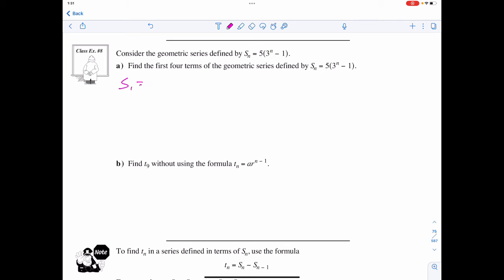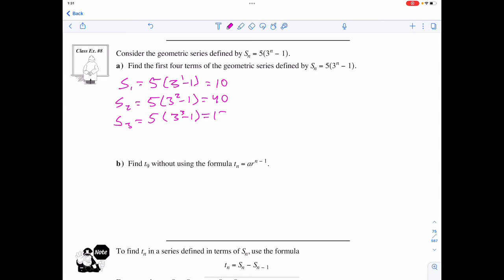S1 is equal to 5 times 3 to the power of 1 minus 1, or 10. S2 is going to equal 5 times 3 to the power of 2 minus 1, or 40. S3 is 5 times 3 to the power of 3 minus 1, or 130. And S4 is 5 times 3 to the power of 4 minus 1, or 400.